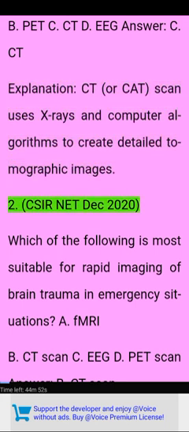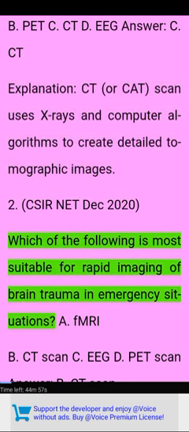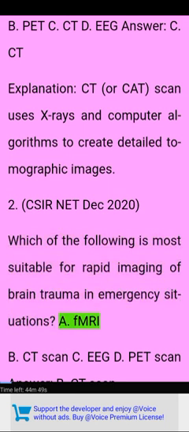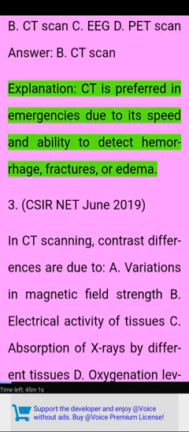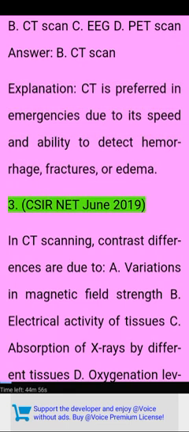2. CSIR-NET Dec 2020. Which of the following is most suitable for rapid imaging of brain trauma in emergency situations? A. fMRI. B. CT scan. C. EEG. D. PET scan. Answer: B. CT scan. Explanation: CT is preferred in emergencies due to its speed and ability to detect hemorrhage, fractures, or edema. 3. CSIR-NET June 2019.